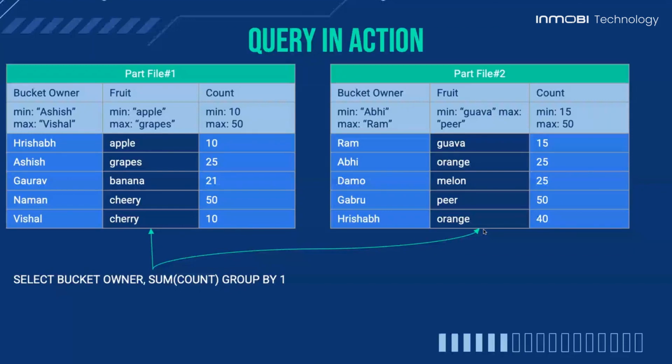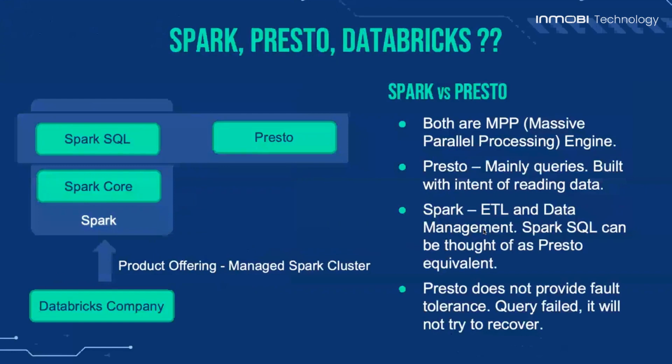There is another prominent question, because there are Spark, Presto, and Databricks. What is the difference between all three? A lot of times when we are introduced to the big data world, at the same time we get introduced to multiple technologies: Spark, Presto, Databricks. Databricks is a company started by the people from a particular university group who developed the open source Spark solution.